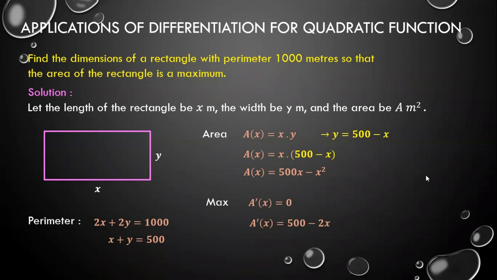Next, because the condition for the maximum point is dA over dx equals 0, we'll find that x is 250 meters.